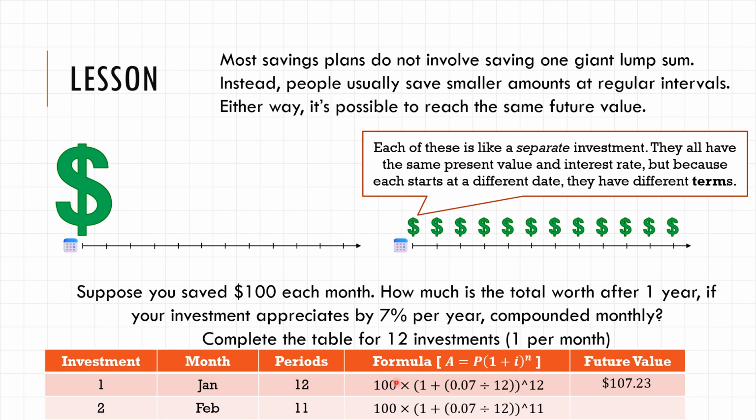Whereas if we looked at February, it has some very similar characteristics. It's got the same present value, it's got the same interest rate, but its term, when you invest money in February and you're going to withdraw it at the end of the year, well, you only have 11 months to grow. And so by the end of that, you would only get $106.61 out of the second investment. So pause the video here, copy down this table, and go all the way to 12 investments and see if you can calculate what the future value is of each investment, and we'll break it down in a second.